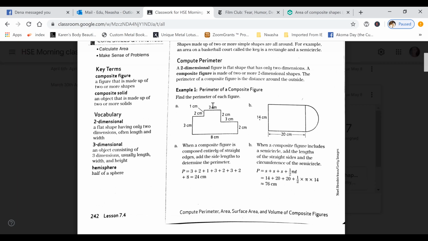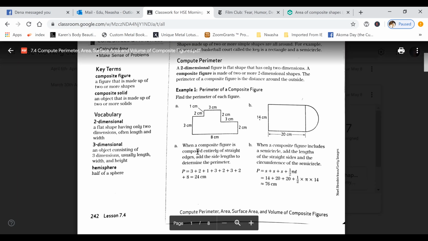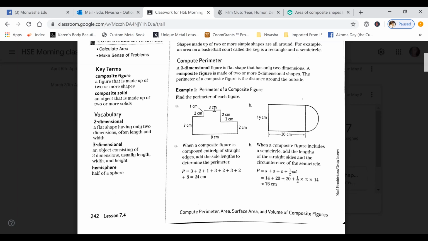But of course, you want to do what feels natural to you, and you want to do the same thing all of the time. So if I start here at 3 centimeters at 12 o'clock, I'm going to just go clockwise and go back around. What you just don't want to do is start a different place every time, because then you'll be lost, right? You'll be like, did I count to 2? Did I count to 3? And then you have to start over. So in an effort to make sure you're focused, you want to train yourself to do the same thing all the time. So this one is saying, when the composite figure is composed entirely of straight edges, add the side lengths to determine the perimeter.